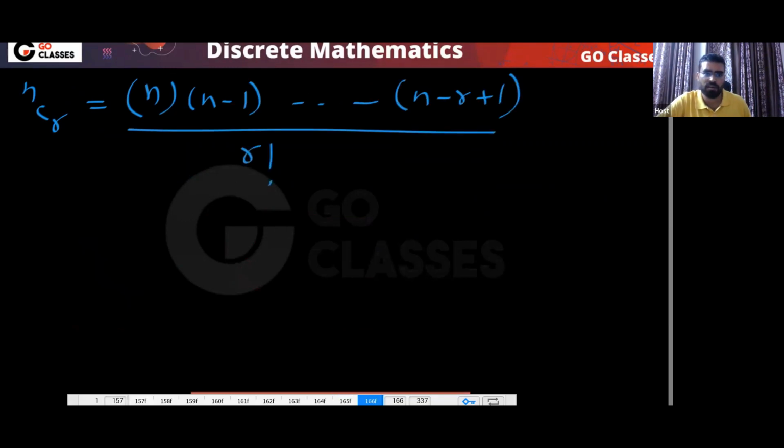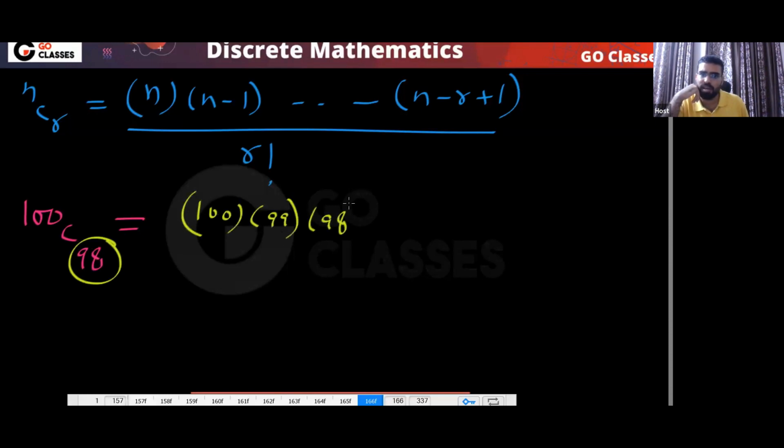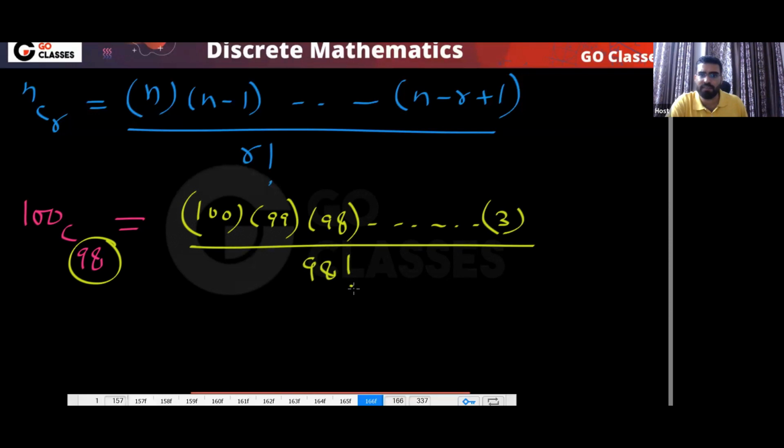For example, if you want to find NCR, then what you will do? R terms you will write, divided by R factorial. But you don't have to write R terms. You can reduce the number of terms. For example, if I ask you 100 C 98, then there is one way: 98 terms you will have to write, 100, 99, 98, and so on, divided by 98 factorial.